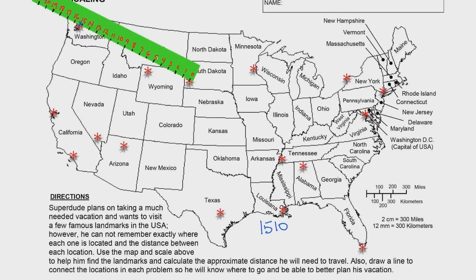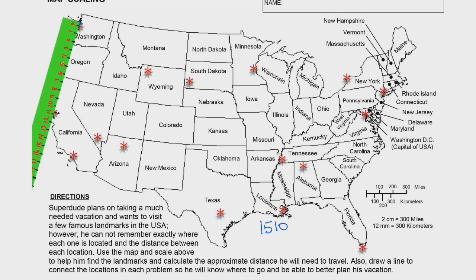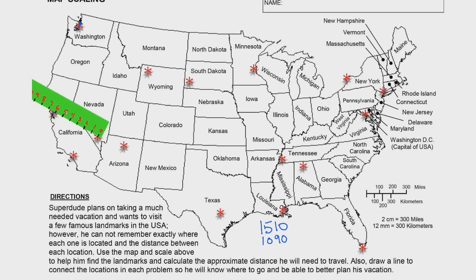After that, he goes to San Francisco, and there's the ruler for that, and it's really close to 11. So it's between 1,000 and 1,100. I would probably say 1,090 because it's really close to 1,100. And then after that, he is going to Las Vegas. And that is after 6, just a little past 6. So 6 is 600, so maybe 610.